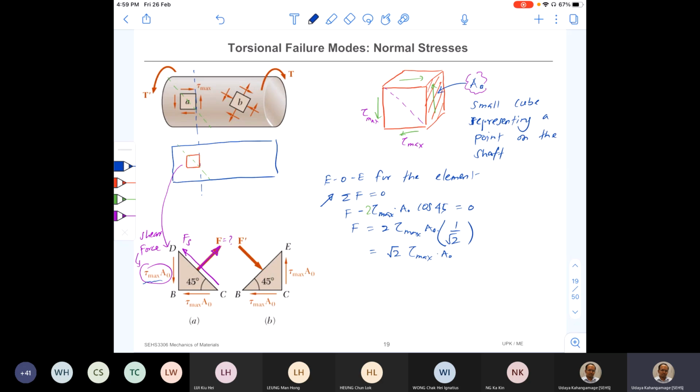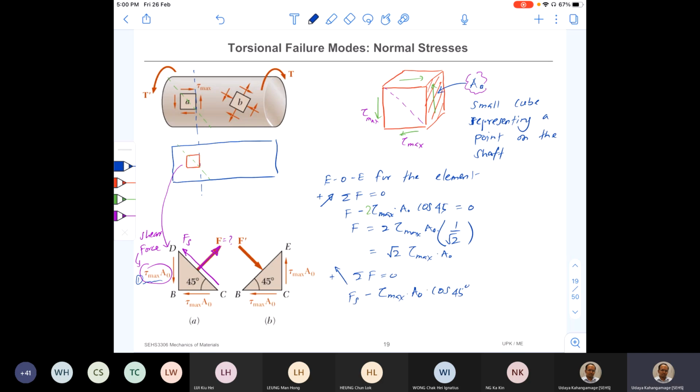So if you want to find out the size of the shear force Fs, we can take, I forgot to put a positive sign here, the force balance in that direction. Summation of all the forces should be equal to 0. Then you get Fs in that direction, and then in the opposite direction from this one, negative tau max into A0, again cosine 45.